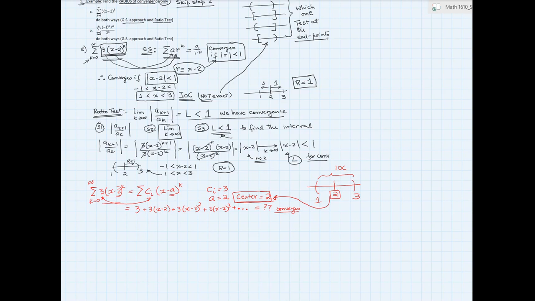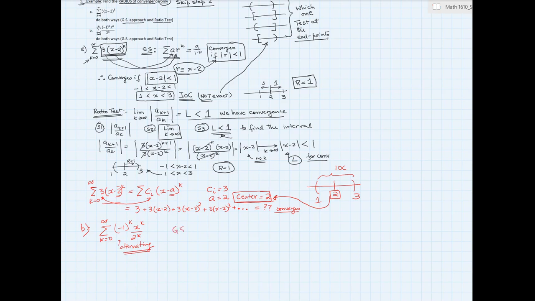Okay, let's go on to the next example. So the next one was the summation k going from 0 to infinity of minus 1 raised to the power k, x raised to the power k over 2 raised to the power k. Now the first thing to notice is that this is going to be alternating.